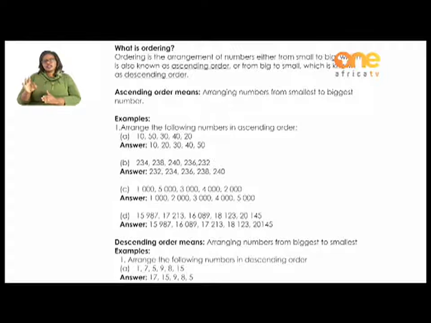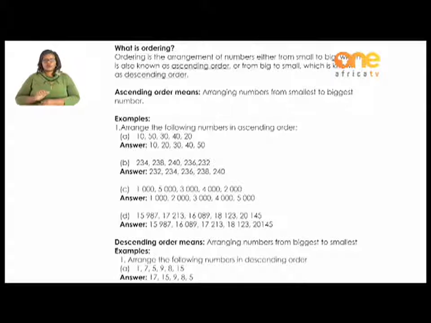16,089. Then we go to 17,213, 18,123. Then the last one will be 20,145. So now we are done with ascending order. Our next examples now are going to focus on descending order.